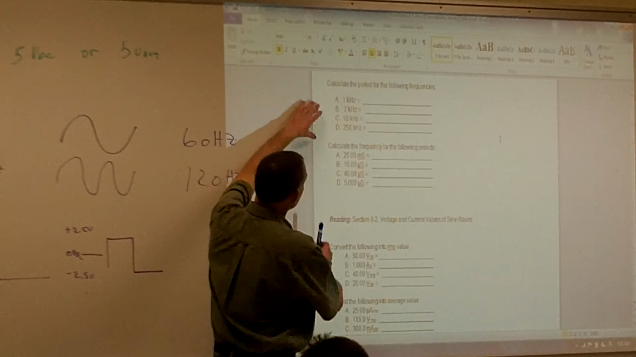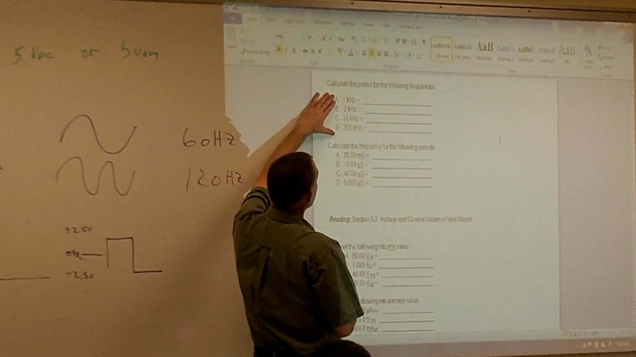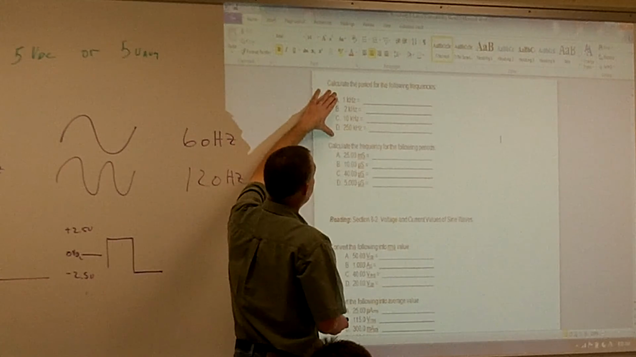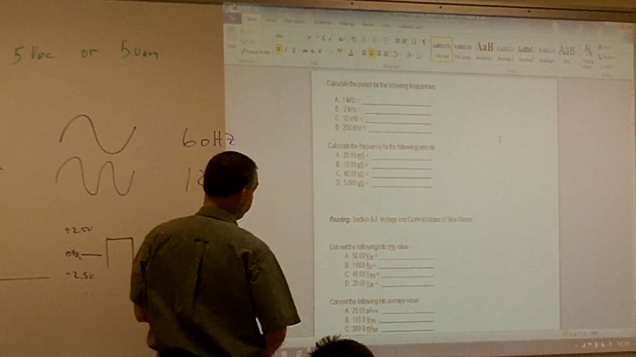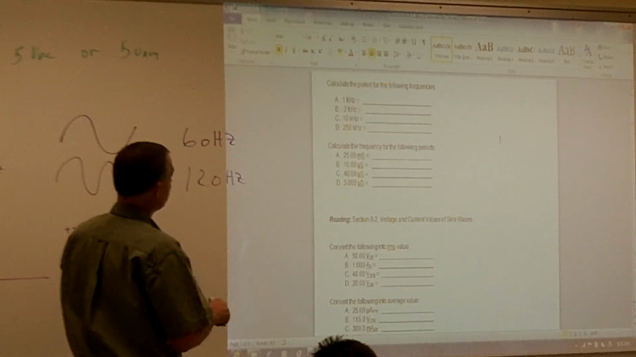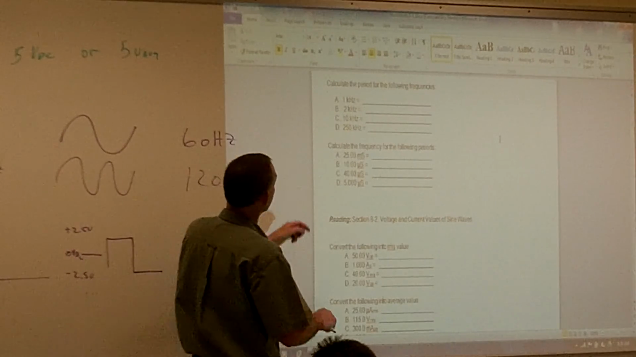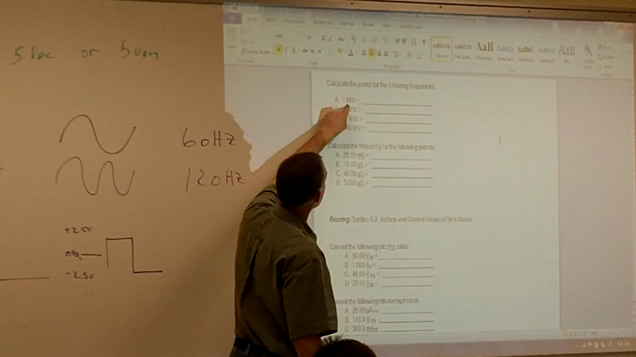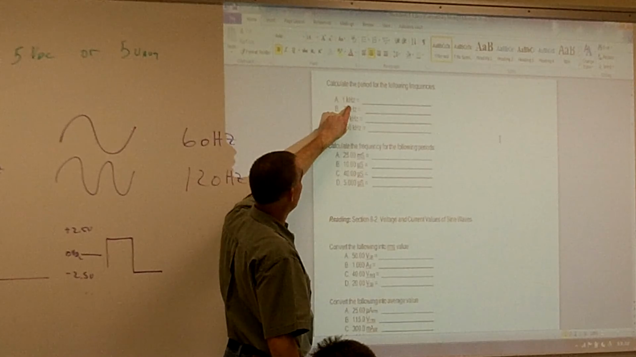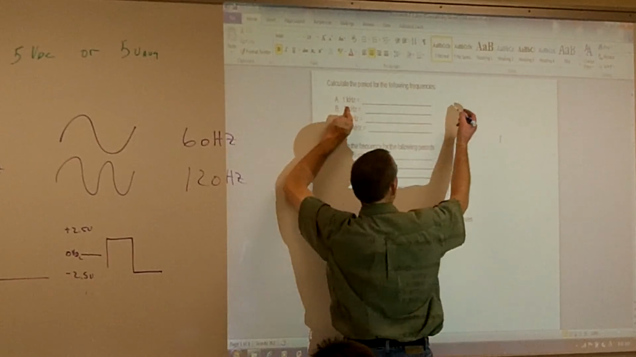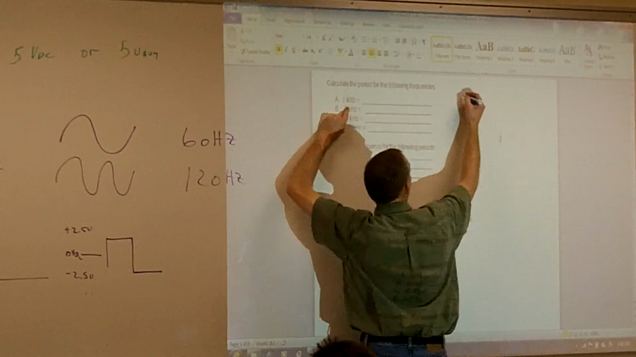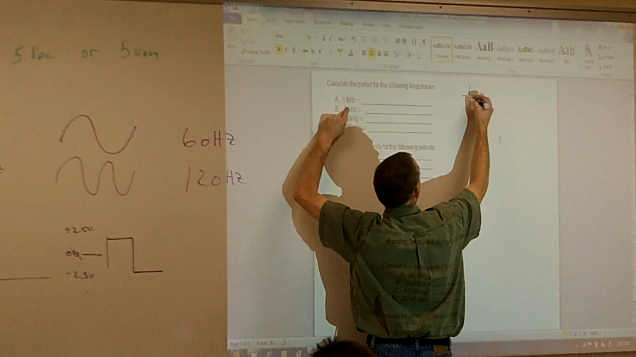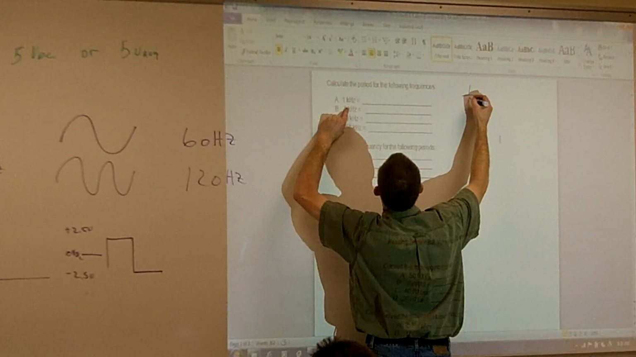But some of the ones that I do want you to know is how to calculate out the period, how to calculate out frequencies, how to do your conversions. On the first worksheet, it says calculate out the period for the following frequencies. So how do I calculate out 1 kilohertz? What's the formula to calculate this period? 1 over what? 1 over 1 kilohertz. It's 1 over frequency.